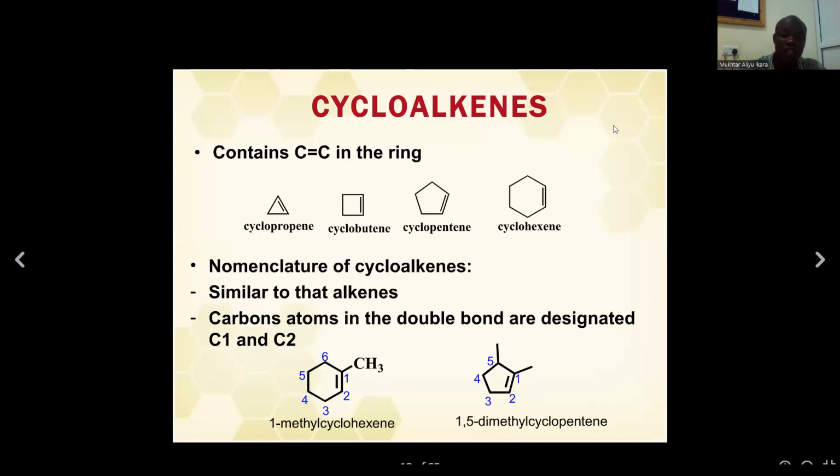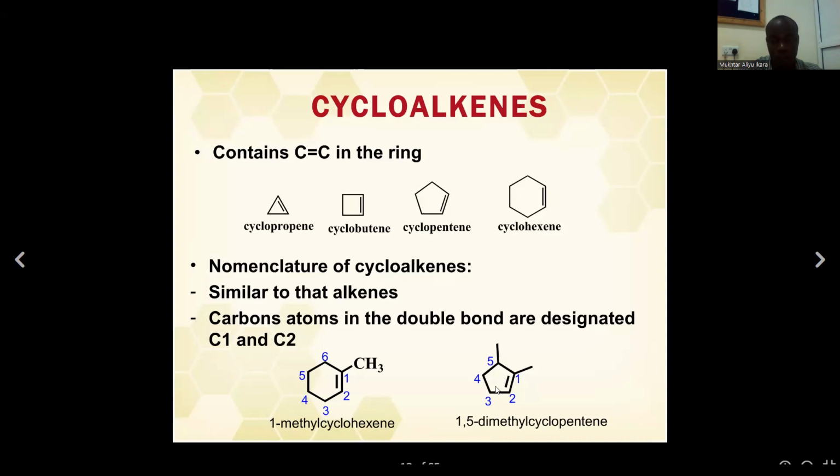So the nomenclature of cycloalkenes is similar to that of alkenes, and the carbon atoms of the double bond are designated as carbon 1 and 2. So any carbon with a double bond is usually given carbon 1 and 2. For example, in this one, we have methyl at carbon 1, but the word cyclo must be added in naming them. So we have 1-methylcyclohexene.